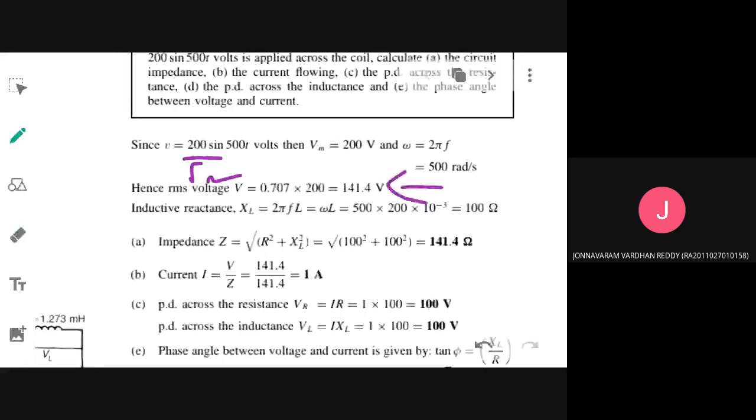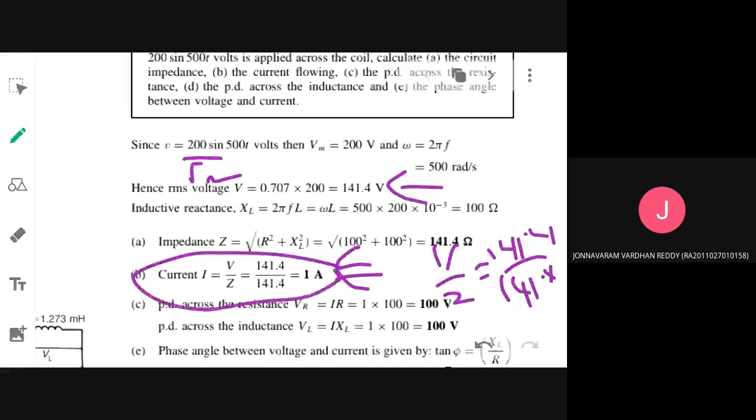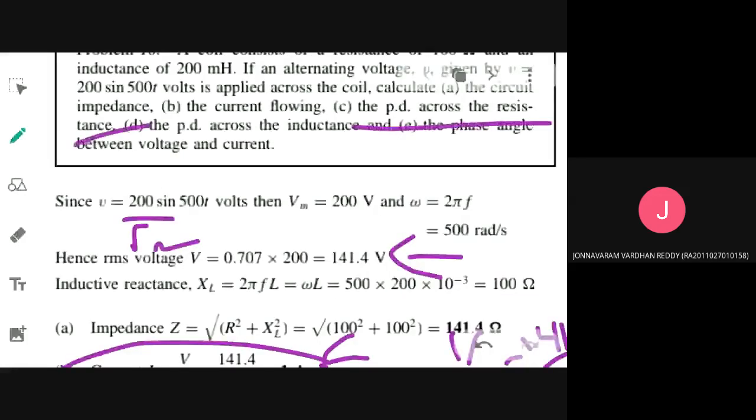So you will be calculating current as per this formula, V divided by Z, both are 141.4 divided by 141.4. So the current value is 1 ampere. Okay, then what is next? You need to calculate the potential difference, the PD across the resistance. So what is the formula for it?